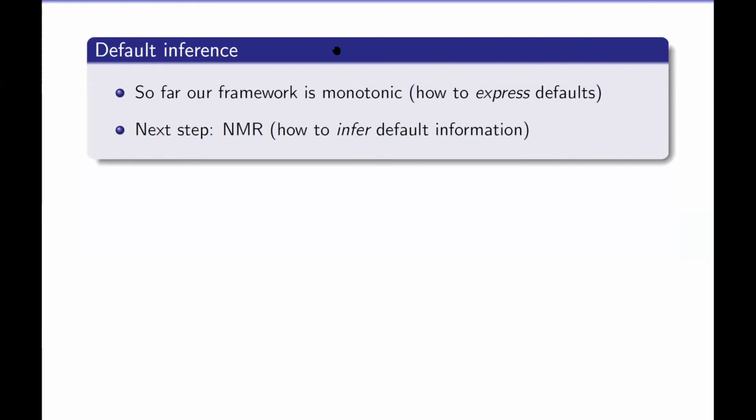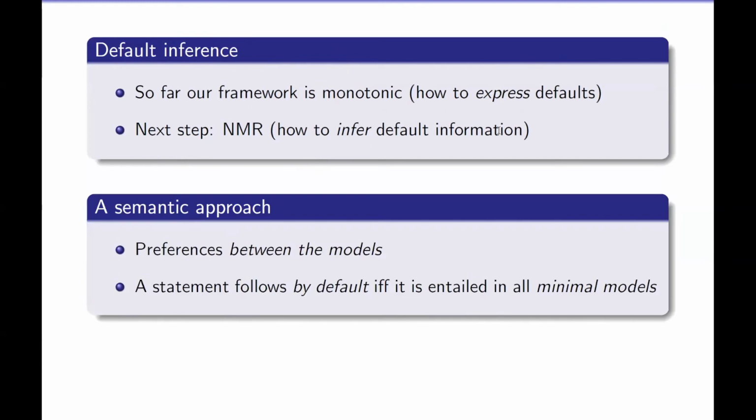Moving on to default inference now, we first note that the logic by itself up to now is monotonic, able to express default information the way we envisioned. Next, in order to infer default information, we employ a semantic approach, and in a similar manner to those of other preferential logics, we define preferences between the models. A statement then follows by default if and only if it is entailed in all minimal such models. Again, what is new in our approach is that we have multiple orderings inside our models, and so we can define more nuanced preferences between the models.